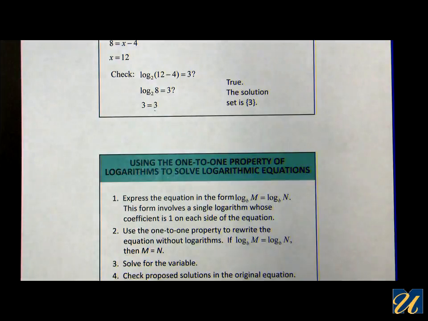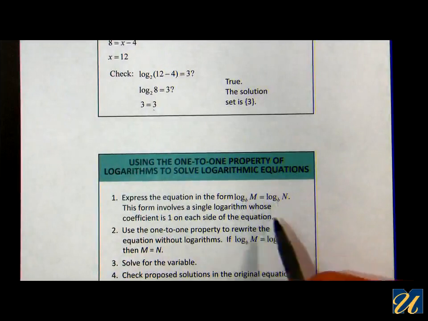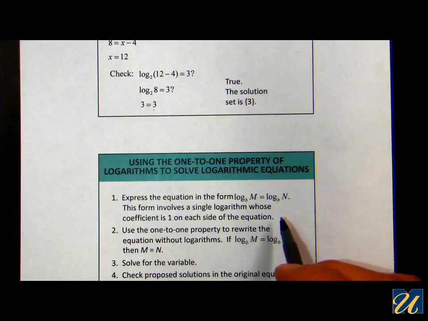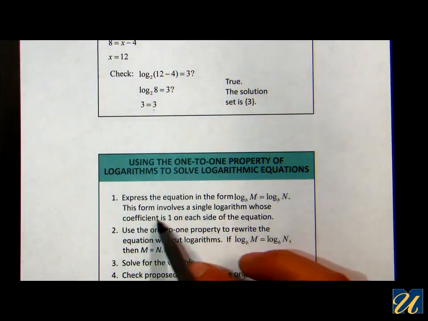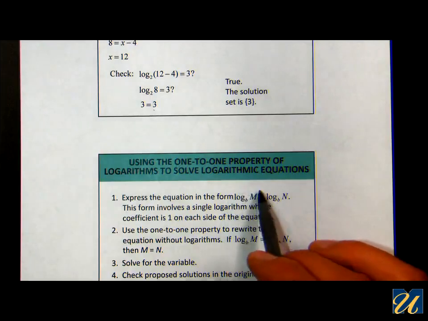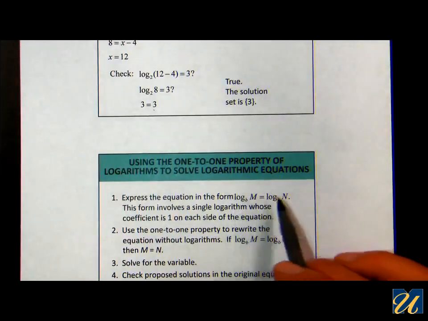Express the equation as the equality of 2 logarithms. Okay. Important that the coefficient, the multiplier, is 1 on each side of the equation. That's very important. If it's not, you have to use the power property and put it up there as the power. You also need the bases to be exactly the same.